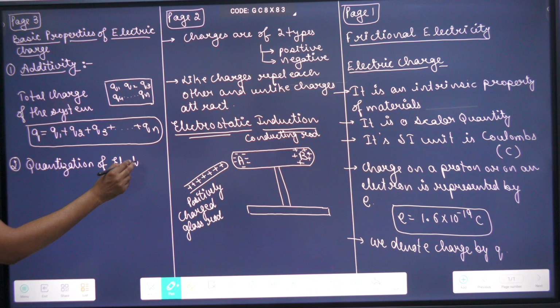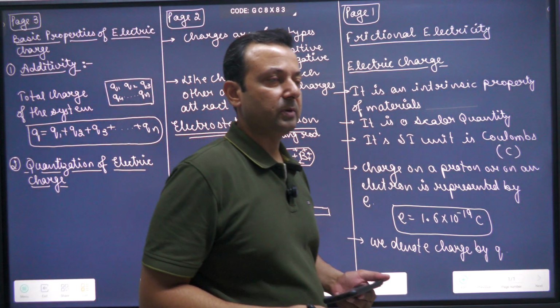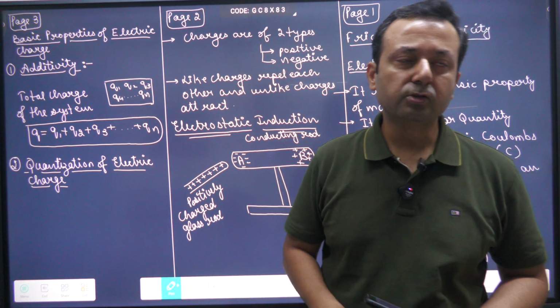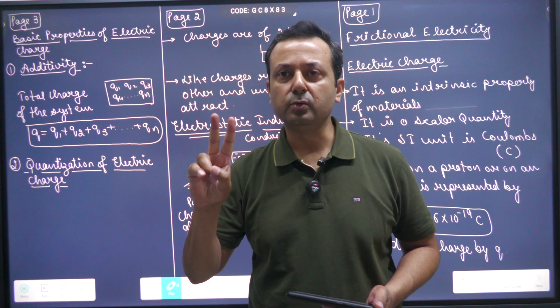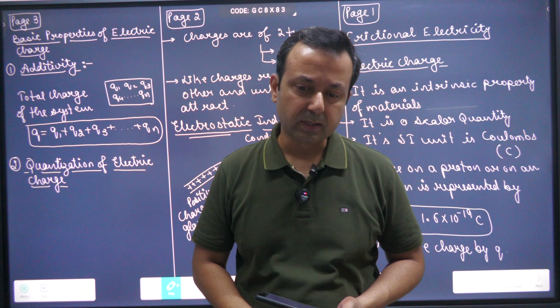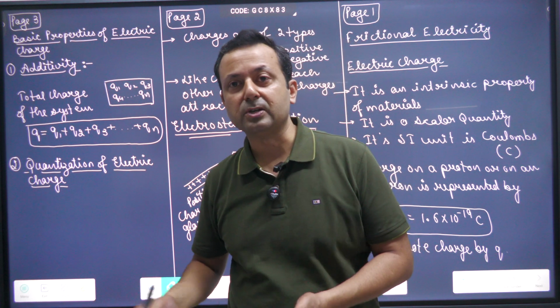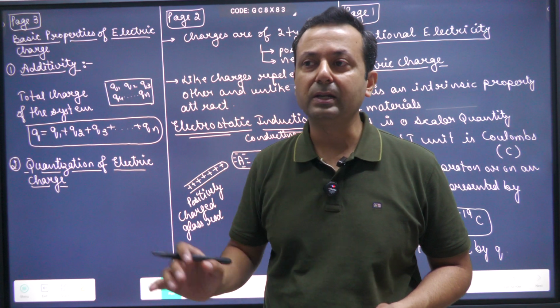Quantization of electric charge. Now, what is this? Quantization means charge is always quantified. Quantified means it can be easily counted. One charge, two charge, three charge, four charge, five charge, like this. We should not say that there are 3.7 charges or 7.8 charges. So charges are always quantified.